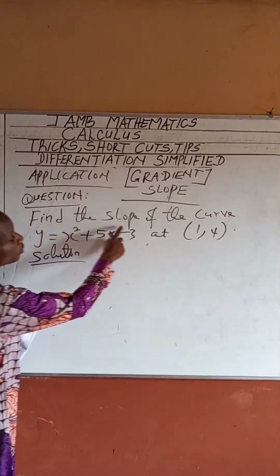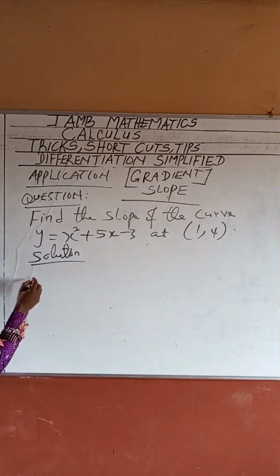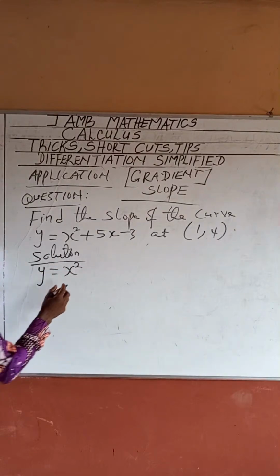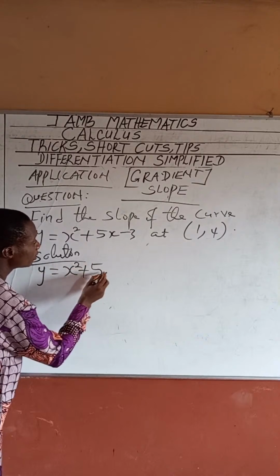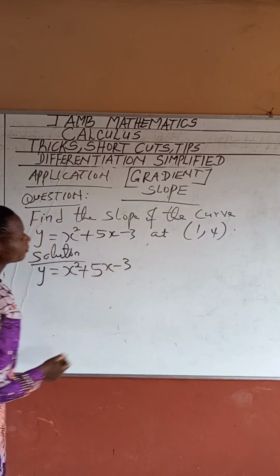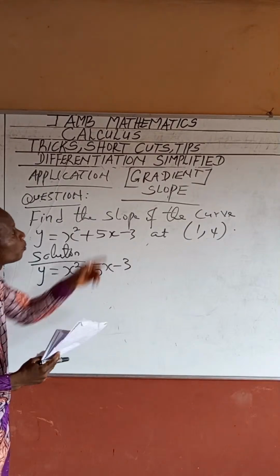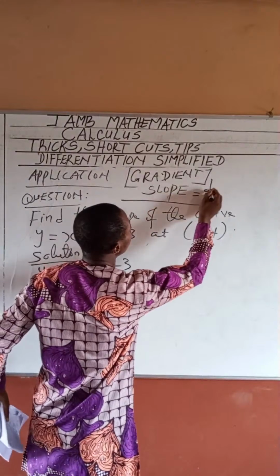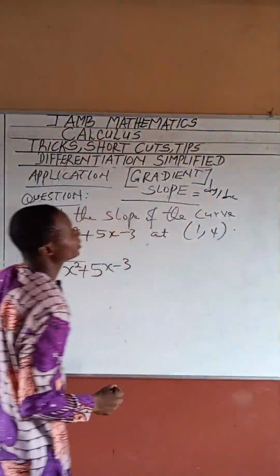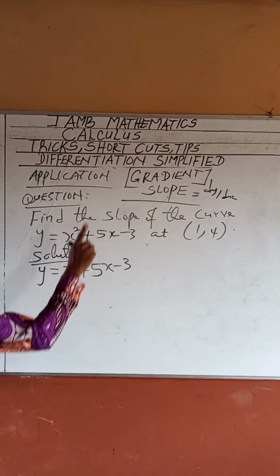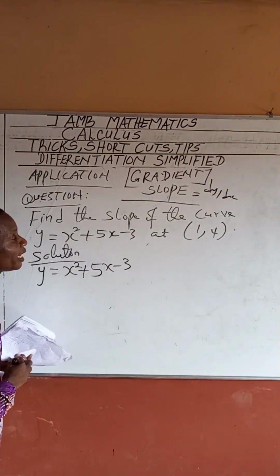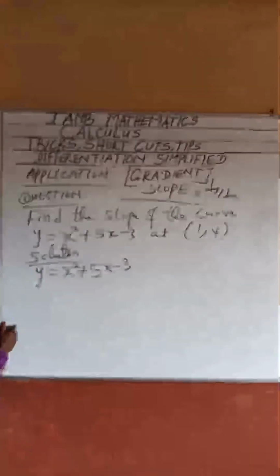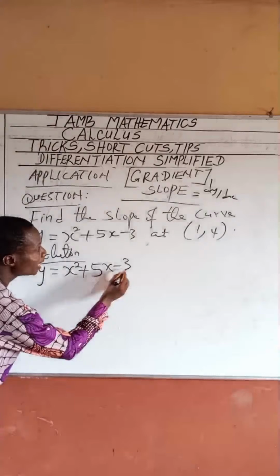So find the slope of the curve. This is the curve. We are given y equals x squared plus 5x minus 3. Now, slope is equal to dy dx. Please don't forget, slope is equal to dy dx. That's change in y divided by change in x. That is what slope is all about. So we have to find dy dx.